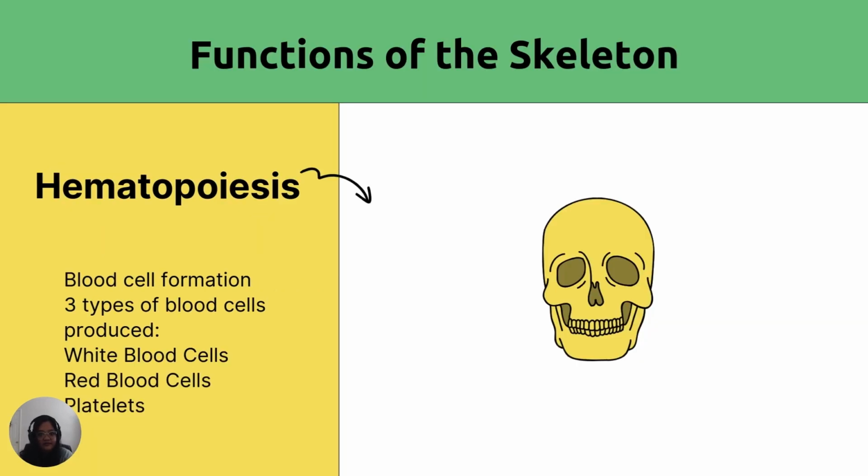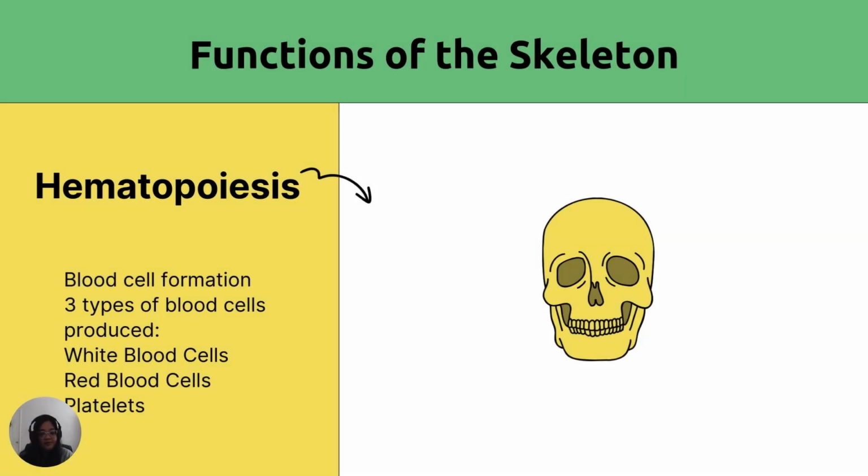And lastly, we have the fifth function, which is hematopoiesis. Hematopoiesis is just pertaining to blood cell formation. We have 3 types of blood cells that are involved. We have our red blood cells, our white blood cells, and also our platelets, also known as thrombocytes.